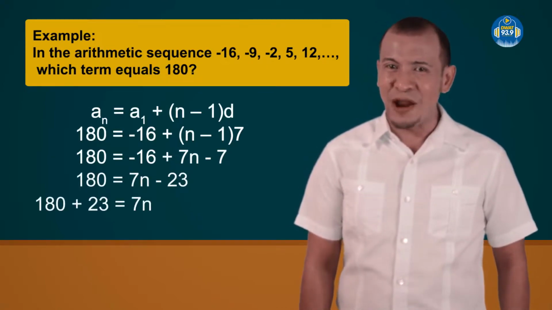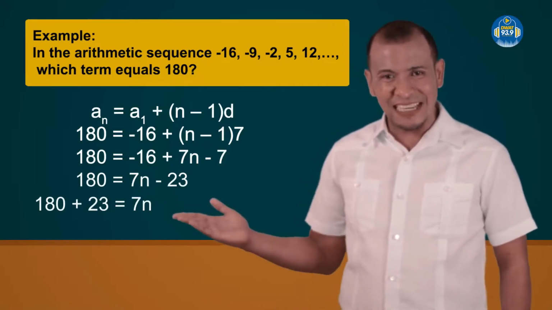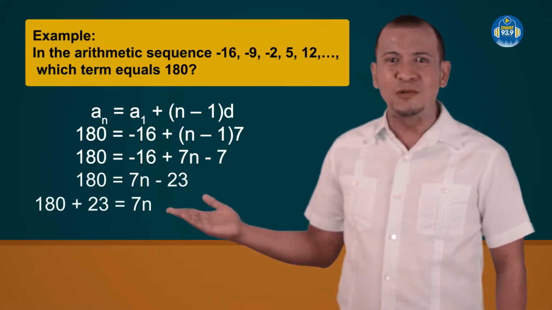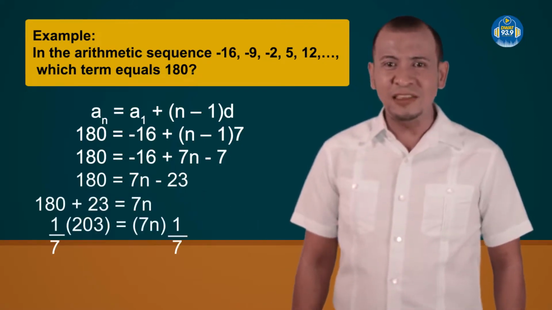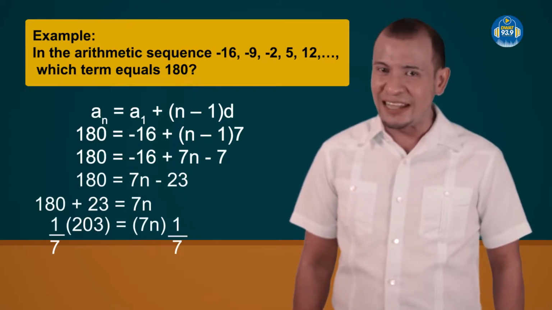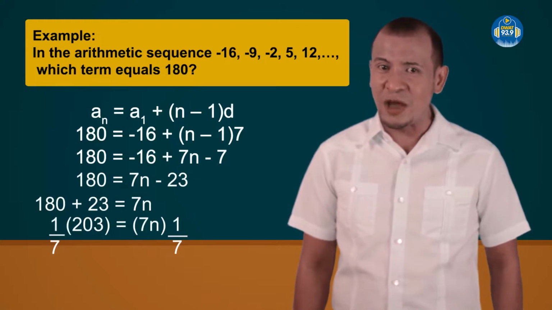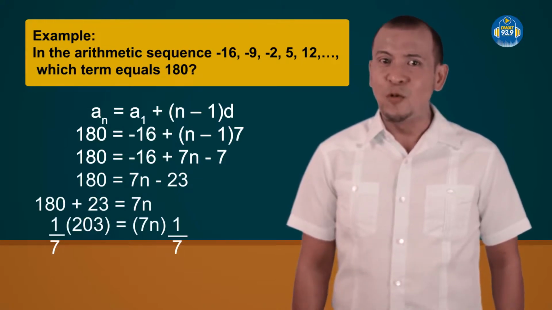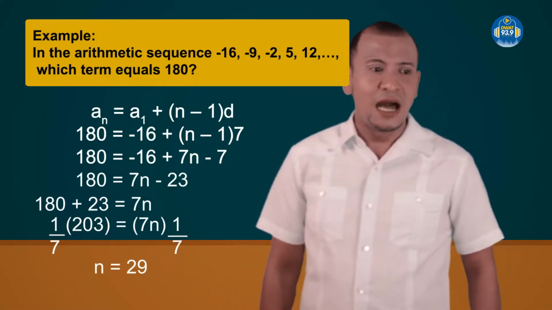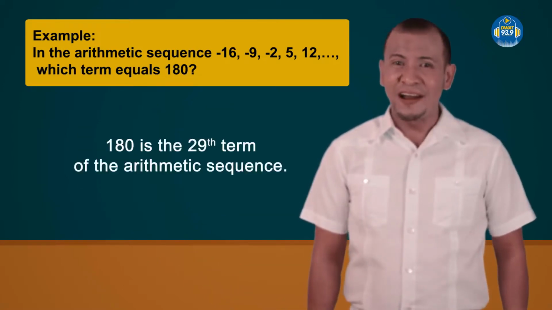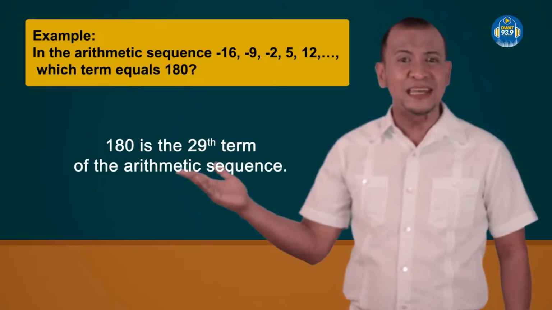Applying the addition property of equality, we have 180 plus 23 equals 7n. Thus, we have 203 equals 7n. And then, multiplying both sides of the equation by 1/7, we have n equals 29. Therefore, 180 is the 29th term of the arithmetic sequence.